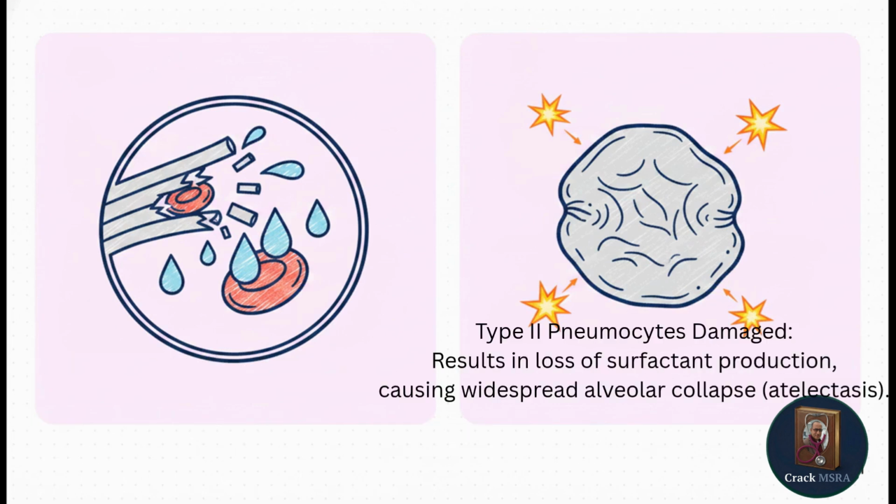Then you've got type 2 pneumocyte damage. Now these cells normally pump out surfactant. Without it, the alveoli collapse in on themselves, causing widespread microatelectasis. So you lose gas exchange and the lungs collapse. That right there is the core mechanism of ARDS.